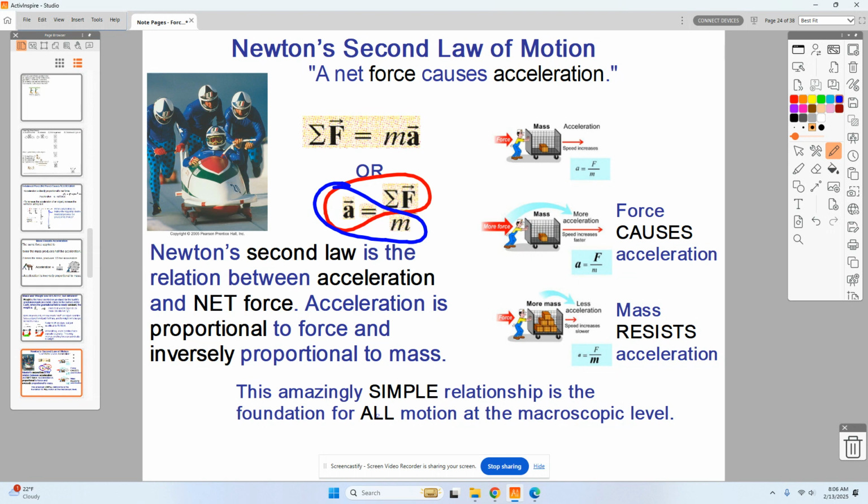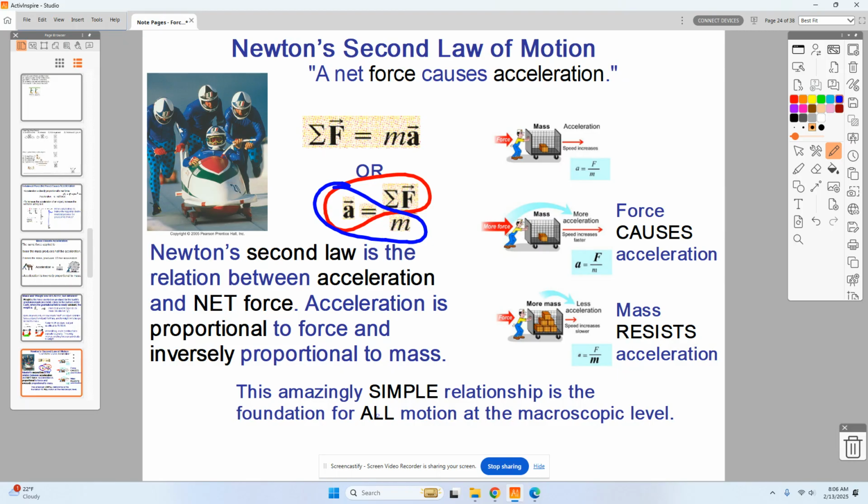Step on the gas of your car. Your car is 1,500 kilograms, much more massive than a softball, but you step on the gas of your car, the engine turns the wheels, push on the ground, pushes the car forward. The force needed to accelerate your car is described by that equation.